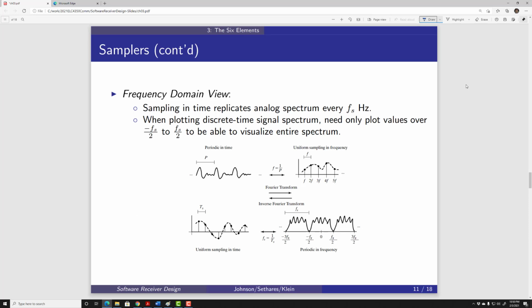A sampler is easy to look at in the time domain, and in the frequency domain, we know from digital signal processing that if one domain is discretized, the other domain is periodic. So the effect in the frequency domain is that, suppose I have the signal looking like this.